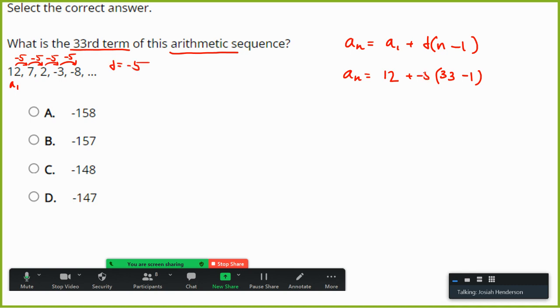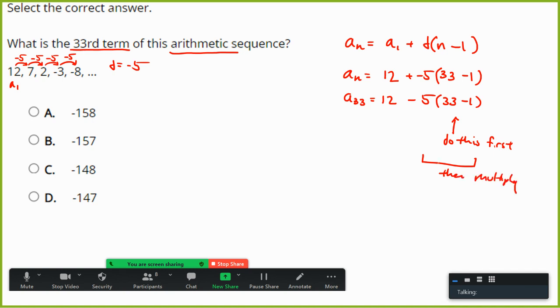So now we're ready. Because it's a -5, I'm going to clean up my formula a little bit. And instead of doing plus a negative number, I'm going to say -5. So now we're ready. Do the parentheses first. Then we multiply. Then do 12 minus that answer.